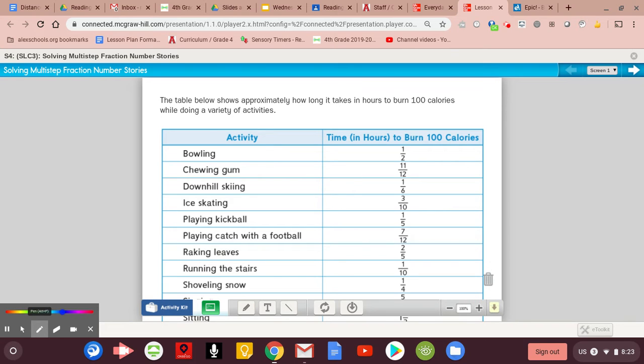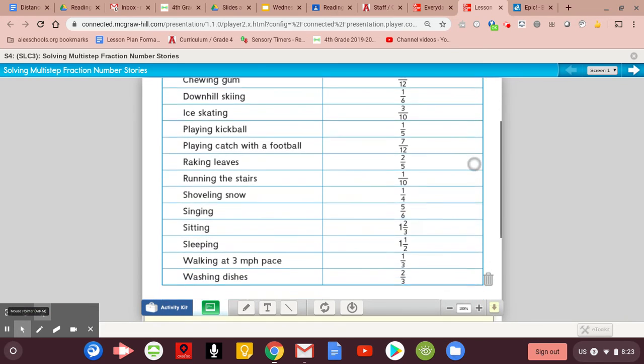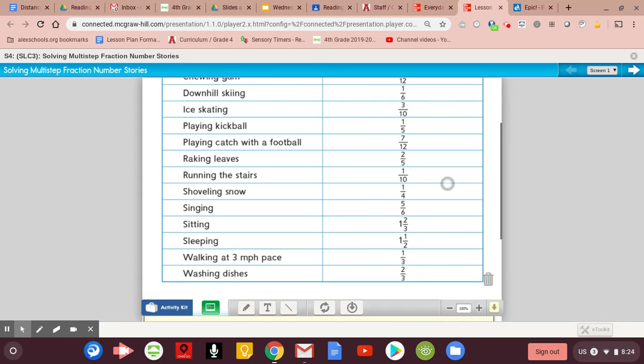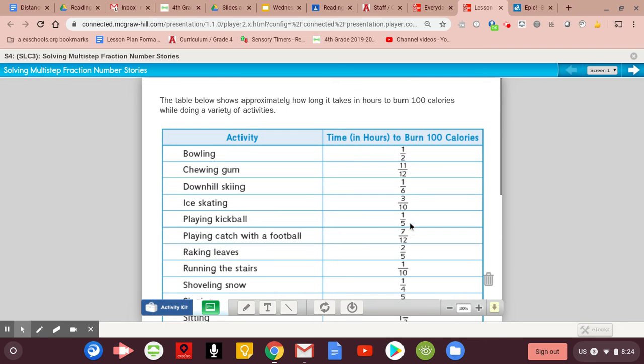All right, so you are going to look at a chart just like this one here, a table that shows how long it takes to burn 100 calories while doing the activity. So for bowling, it takes half of 1 hour to burn 100 calories and so on. So all of these take different amounts of time. Like washing dishes takes 2/3 of an hour to burn 100 calories.